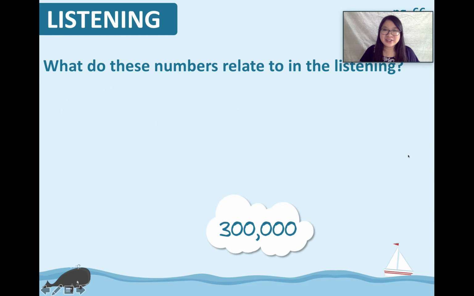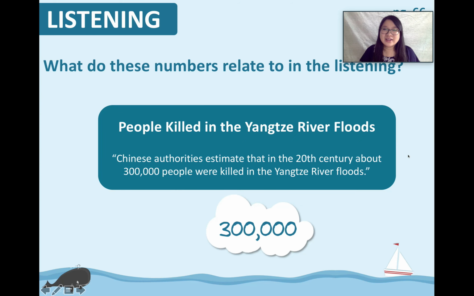Next, 300,000. These were the people killed in the Yangtze River floods. Chinese authorities estimate that in the 20th century, about 300,000 people were killed in the Yangtze River floods.